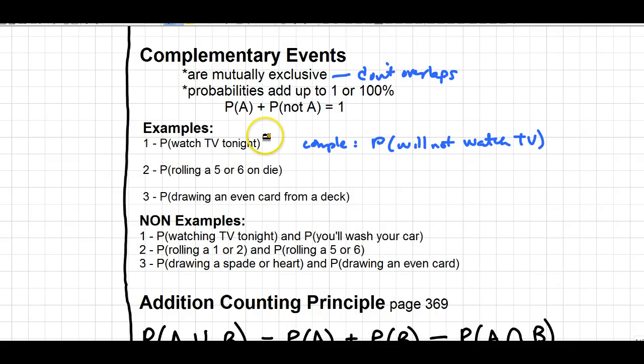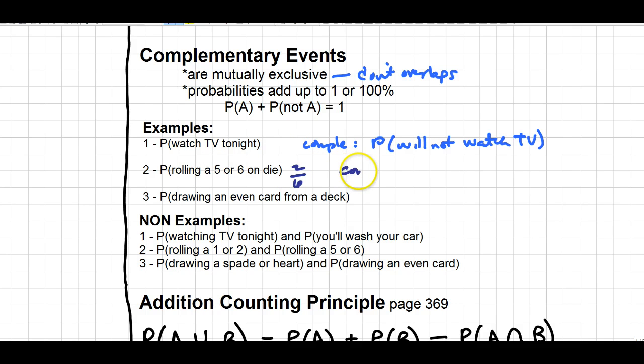If the probability that you'll watch TV tonight is 90%, then the probability that you won't has to be 10%. So that's a real life example. Let's do a more mathematical example. What's the probability that you roll a 5 or a 6 on a single die? Well, we know that the probability of rolling a 5 or a 6 is 2 out of 6. There's 2 outcomes out of the 6 possibilities.